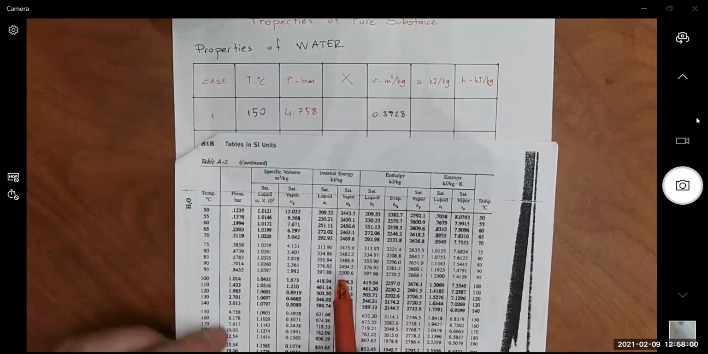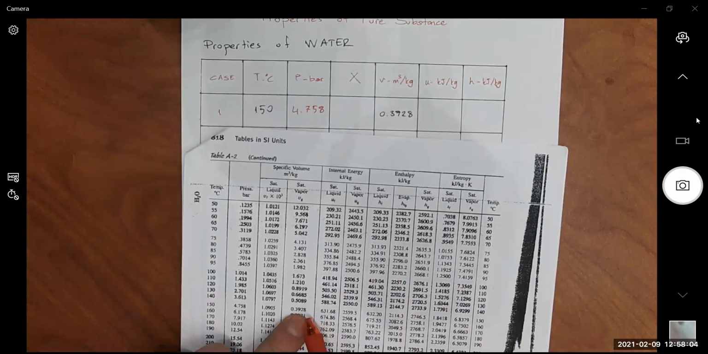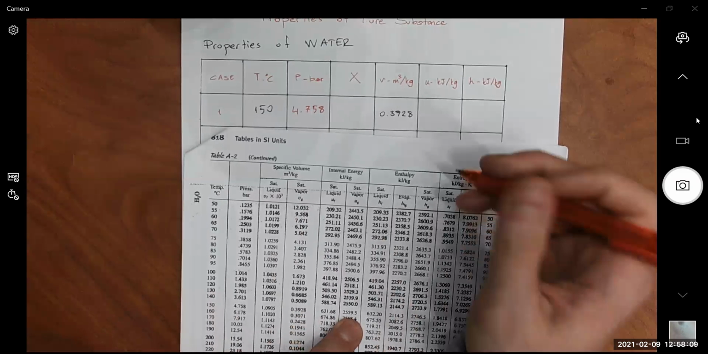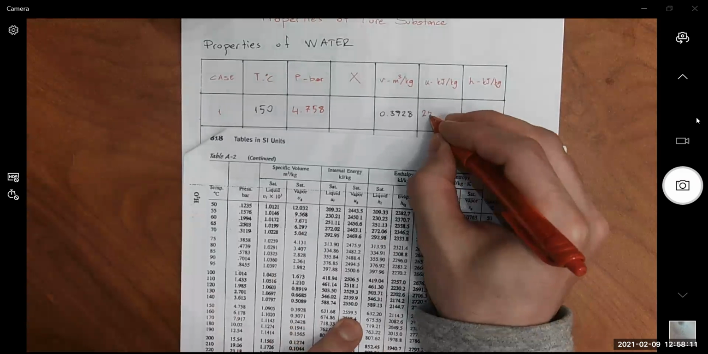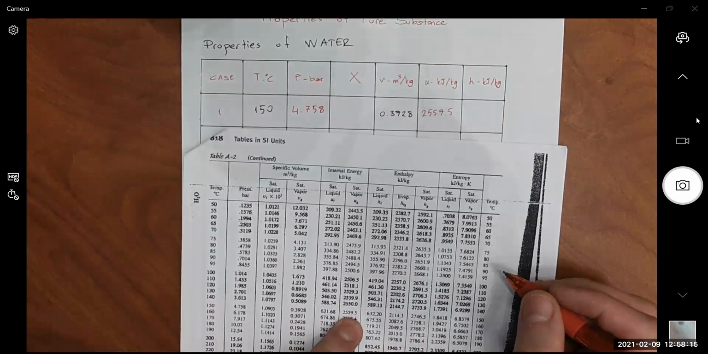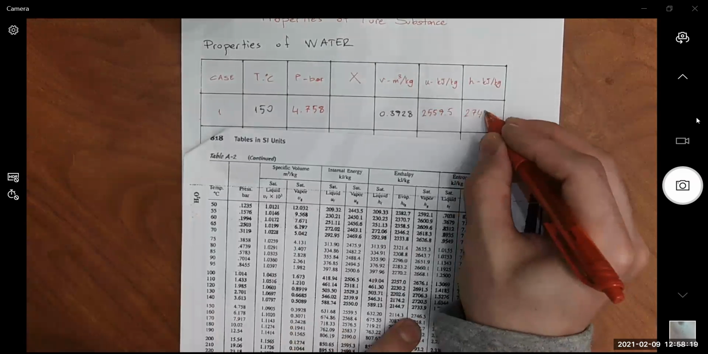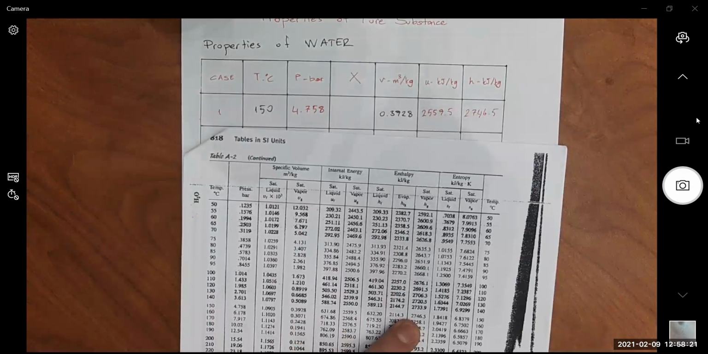Okay, so at 150 Celsius, right? Specific volume, internal energy in this case will be 2,559.5 kilojoules per kilogram. Enthalpy will be 2,746.5 kilojoules per kilogram. Okay.